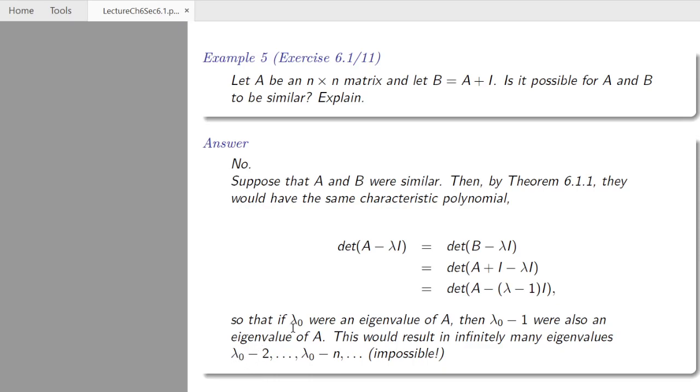From lambda 0 being an eigenvalue of A, we can get lambda 0 minus 1 is an eigenvalue of A, and lambda 0 minus 2, lambda 0 minus 3, lambda 0 minus n, continue this way, that's impossible. So in this way, by contradiction, we answer this question. In such a case, A and B could not be similar to each other. That's all.